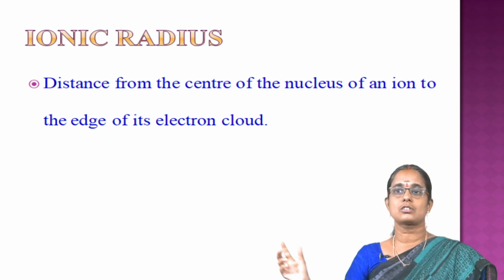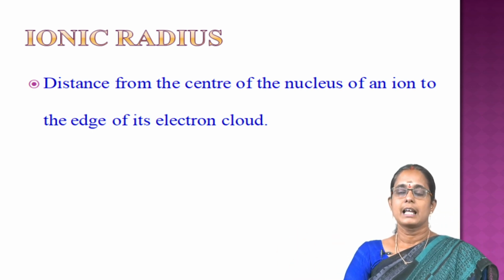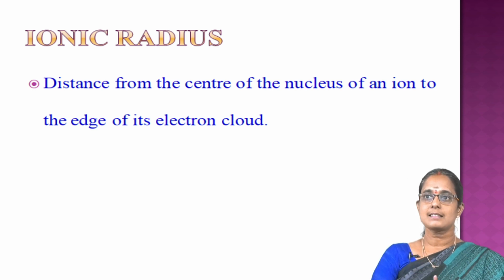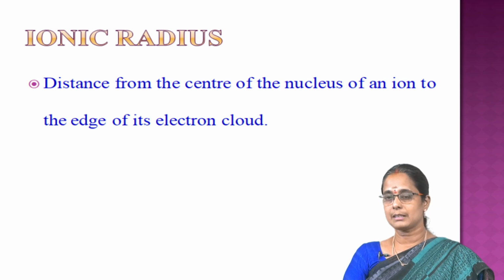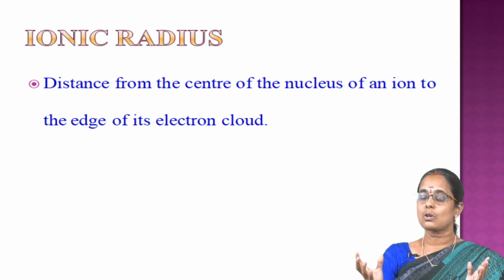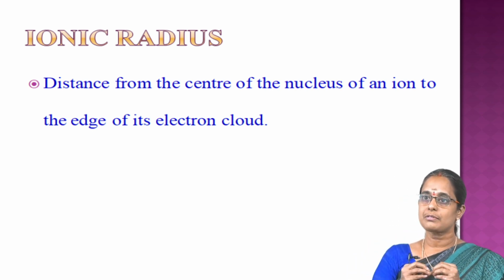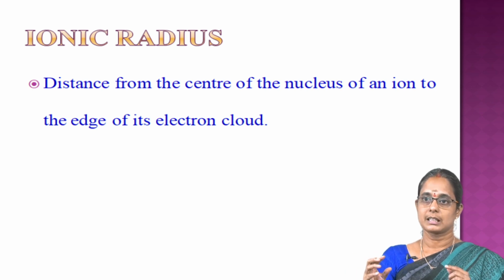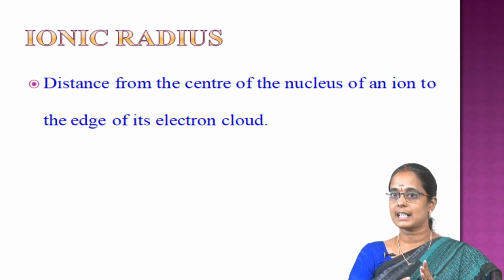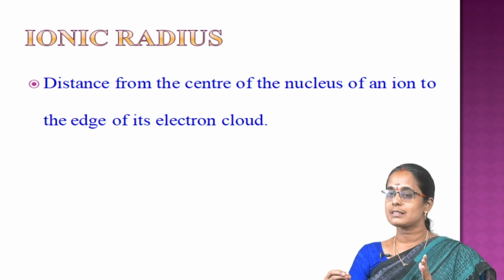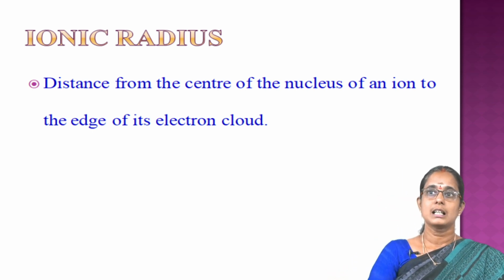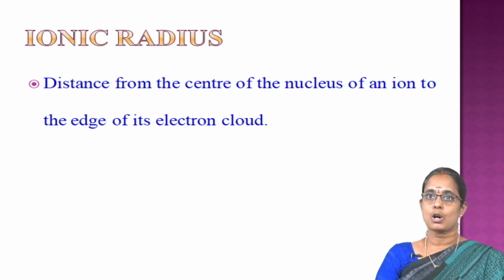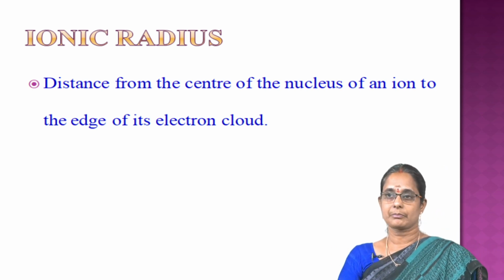Ionic radius. Ionic radius is the distance from the center of the nucleus of the ion to the edge of its electron cloud. A cation results from the loss of one or more electrons from an atom. This generally causes the removal of the whole of the outer shell of electrons. Thus, in the formation of cations, the outer shell of electrons is removed completely. Therefore, the cation is much smaller than the corresponding atom.